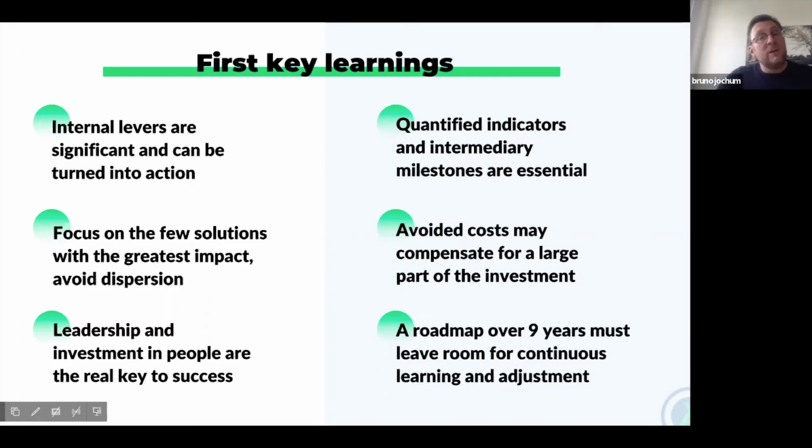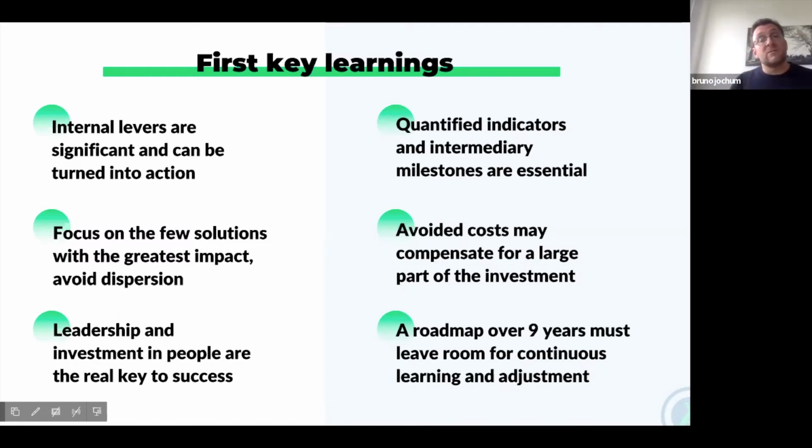Third, you need quantified indicators and intermediary milestones. I mean, it's not good enough to simply have general objectives or intentions. It's important to quantify. I mean, the battle for global warming is about quantities of CO2 emissions and how you get them down. And so it's critical to get this in the mobilization. It's also motivating for people.